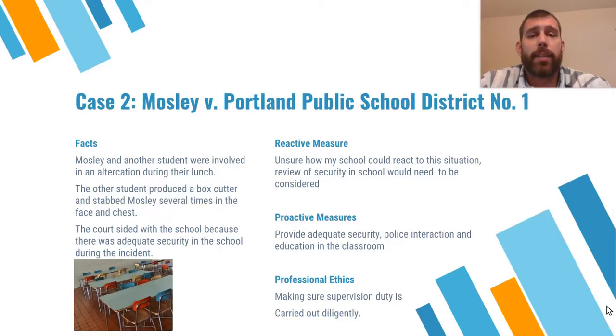All right, in the second case of Mosley versus the Portland School District, 15-year-old Cressetta Mosley became involved in a fight with another student during their lunch period. The other student produced a box-cutting knife and stabbed Mosley several times. Though there was security personnel on campus, they were not near the place of the altercation. So Mosley ended up receiving permanent scarring to her face and her chest. However, the court ruled in favor of the school district because they had already taken necessary steps to protect their students with security personnel, which then allowed immunity to them under Oregon's discretionary immunity statute.